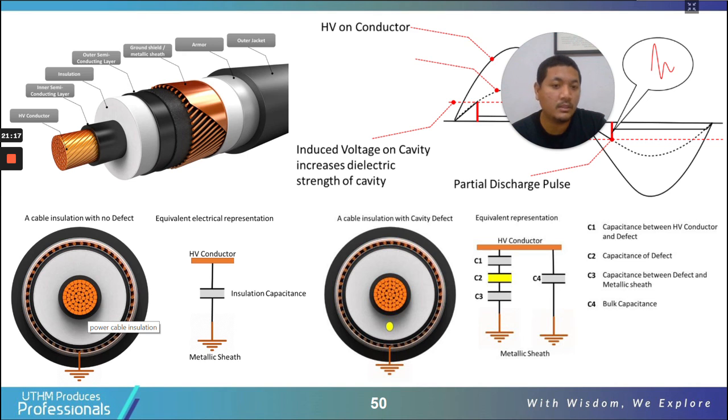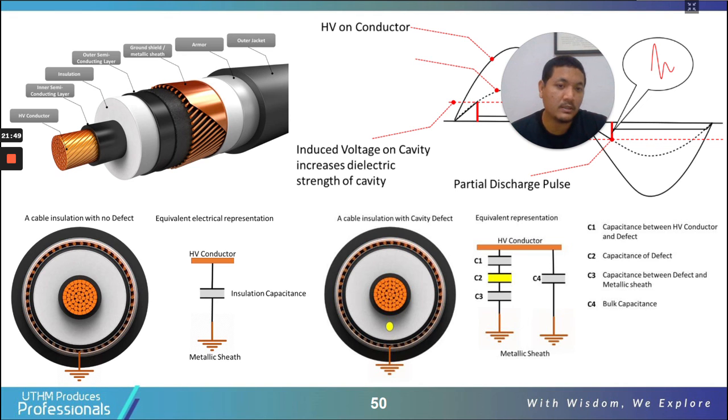So you can see here, if there is a defect during the manufacturing process, we have a void or air pocket or cavity inside the solid insulation. This yellow circle is an example of a cavity or air pocket or void. So you can represent that in this figure.